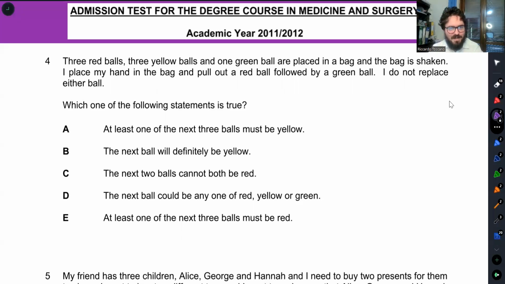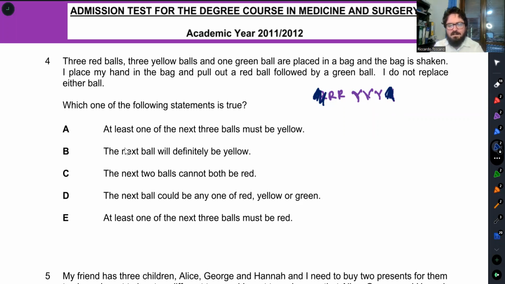IMAT 2011, question 4. Here we have a bag with 3 red balls, 3 yellow balls, and 1 green ball. We draw these balls, and then we place our hand and we pull out a red ball and a green ball. So we might delete the red ball and the green ball. They are no more inside the bag. We do not replace them. Which of the following is true?